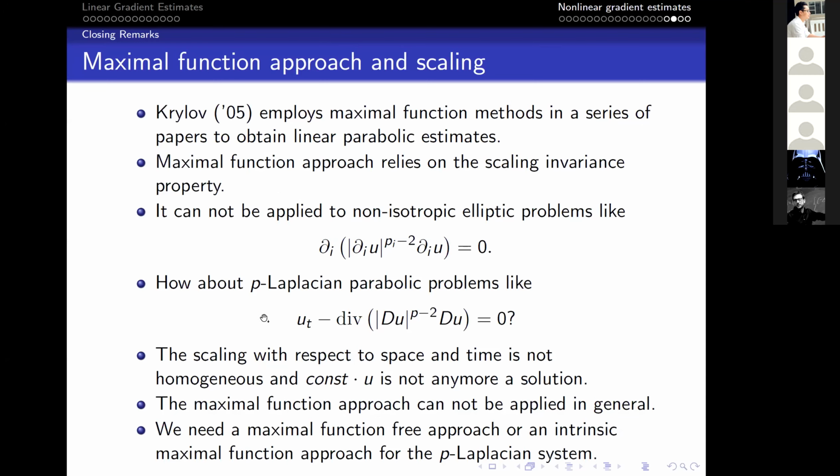And then the next question is, how about p-Laplacian parabolic problems? Here we have the gradient with respect to the spatial variable, and a derivative with respect to the time variable. The scaling with respect to space and time is not homogeneous, and a constant times u is not anymore a solution. So it means that the maximal function approach cannot be applied in general. So for this kind of parabolic p-Laplacian problems, we need a maximal function free approach, or an intrinsic maximal function approach, for this parabolic p-Laplacian system.